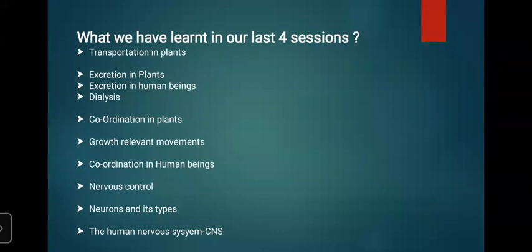Now we have also seen coordination in human beings, how it is coordinated. Different processes go on simultaneously in the human body. All these processes need to be efficiently and effectively controlled and coordinated. And this is done with the help of two systems: nervous control and chemical control. So with nervous control, humans can respond to changes in their surroundings.